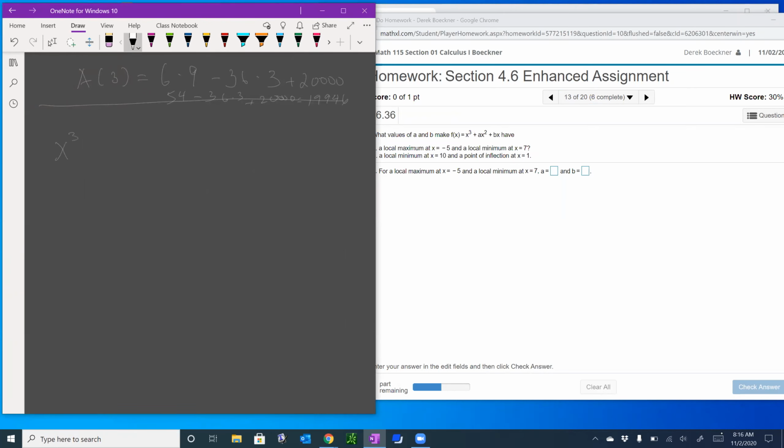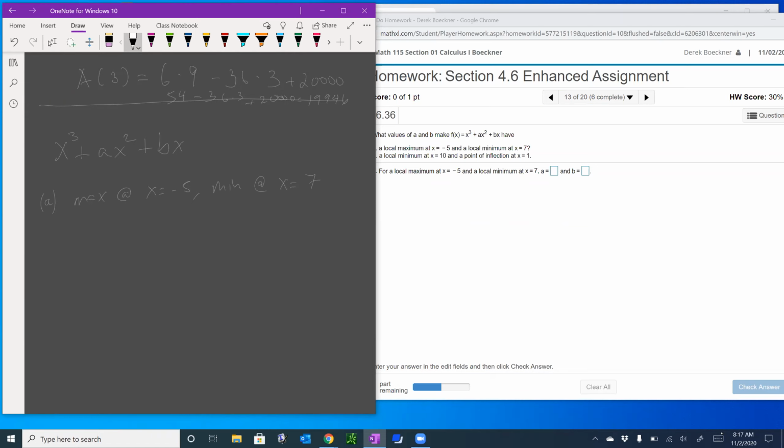We've got x cubed plus ax squared plus bx, and we want a max at x equals minus 5 and a min at x equals 7. Okay. So to do that, I need my first derivative to have roots at -5 and at +7.